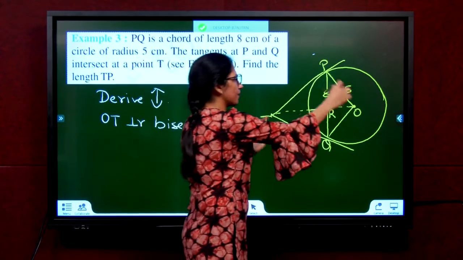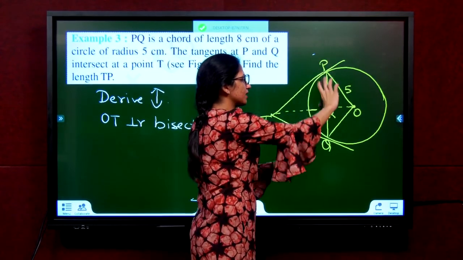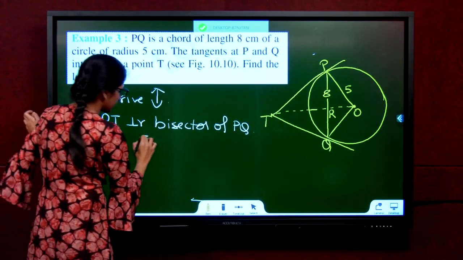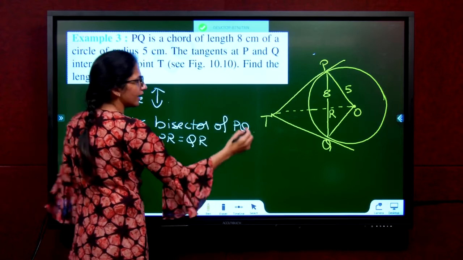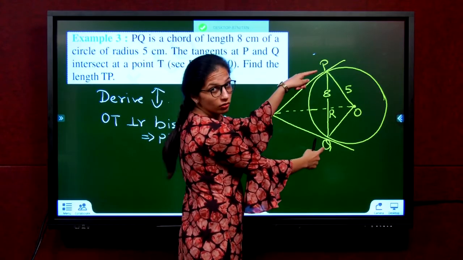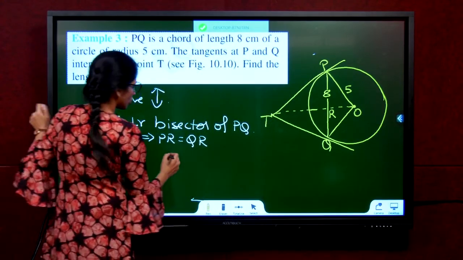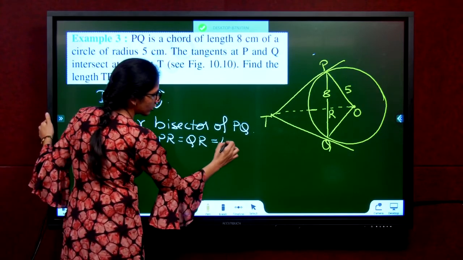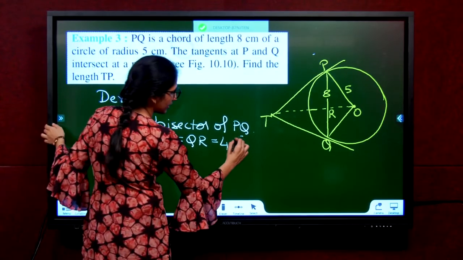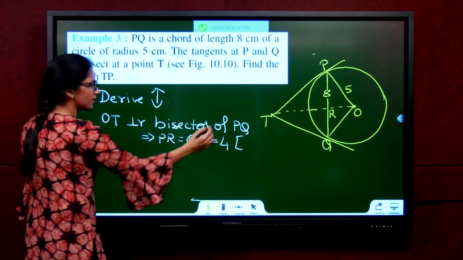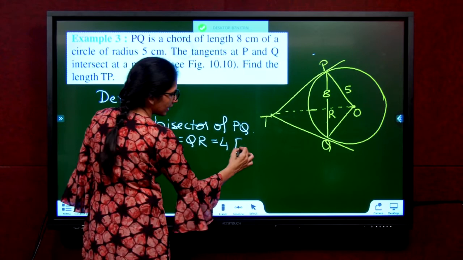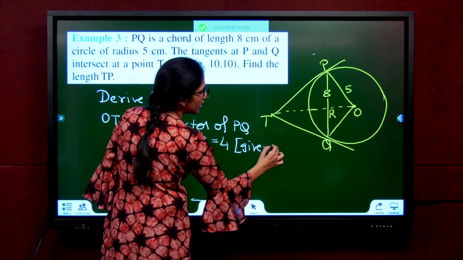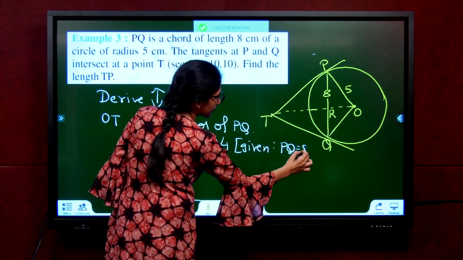If OT is the perpendicular bisector of PQ, that means PR equals QR. And it is given PQ is equal to 8 centimeters. So can I say it is equal to 4 centimeters each? Why? Because OT is the perpendicular bisector of PQ. And we know that it is given that PQ is 8.